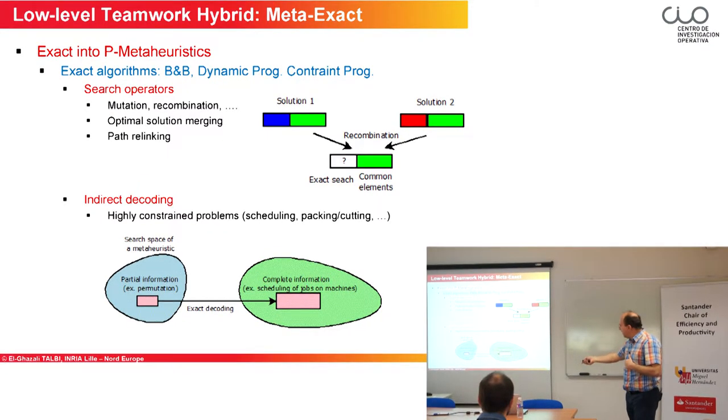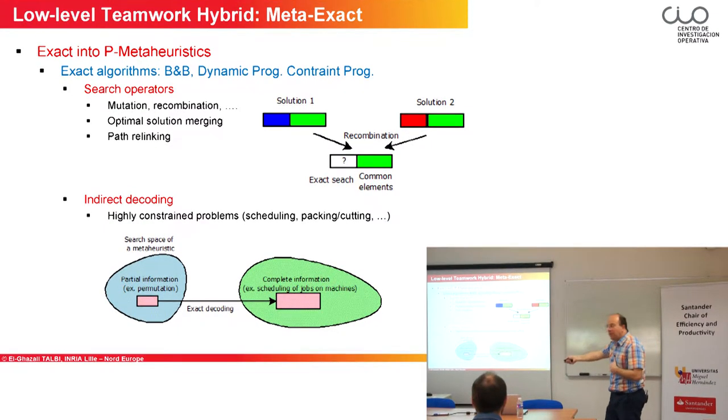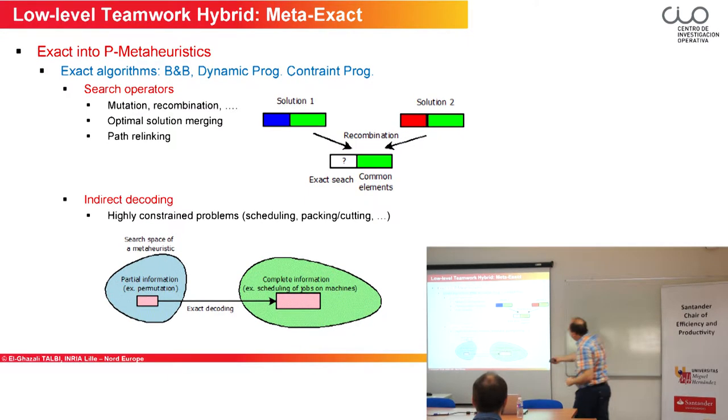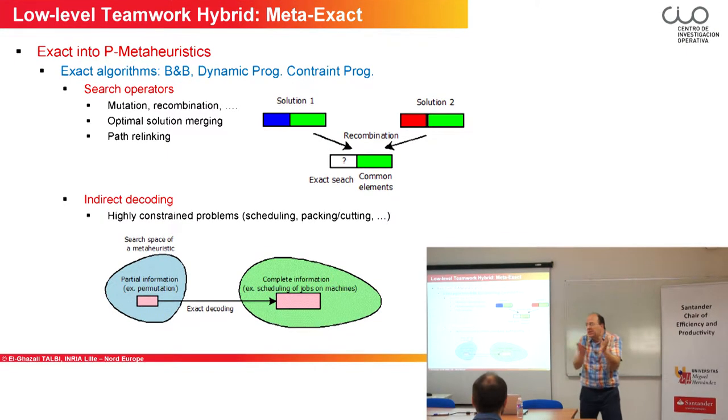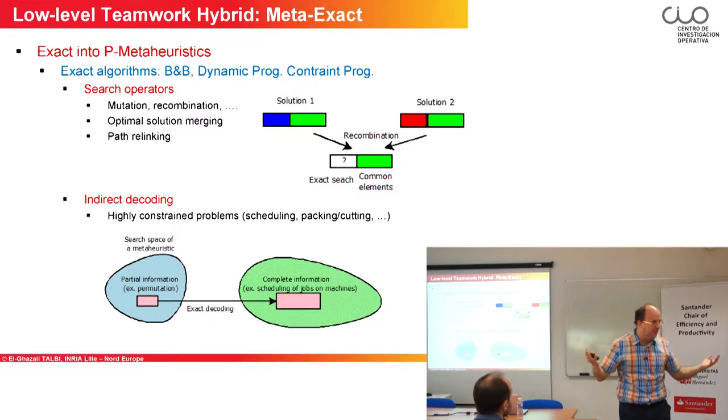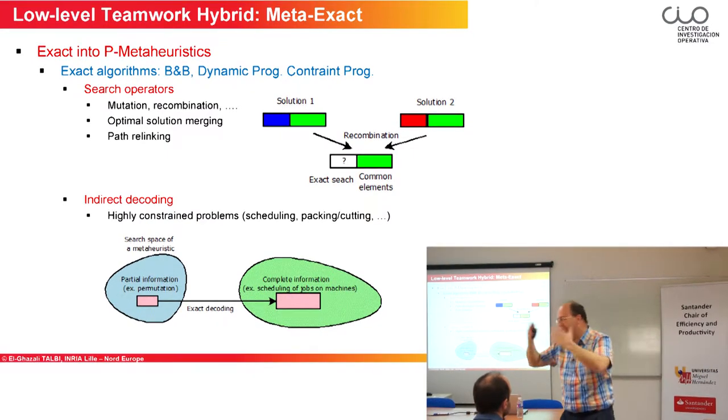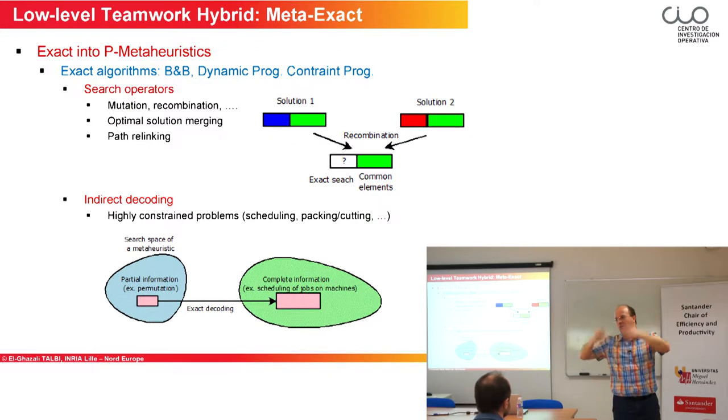And here you can use mathematical programming to decode a solution. For instance, here you manipulate permutation, and from this permutation you will find the best timing for each task. Because metaheuristics cannot work on the exact timing. It's a huge search space, this is useless.